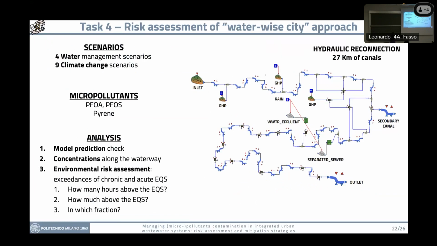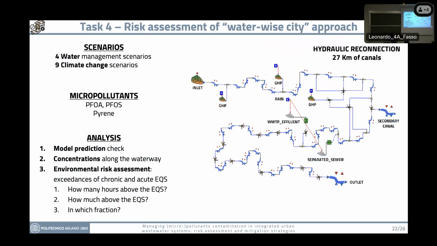We did this project again in the software WEST, and as I said, we looked at these 4 water management scenarios, and also we looked at different climate change scenarios, and we wanted to compare different scenarios where we suppose that there is an increase of rain or we have a long drought. So we wanted to see all the different possibilities. The micropollutants that we chose are PFOA, PFOS, and pyrene. We chose those micropollutants because they are those found in all the sources that we included in our system.